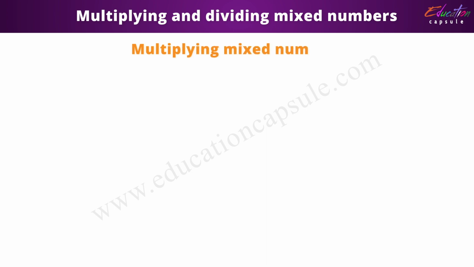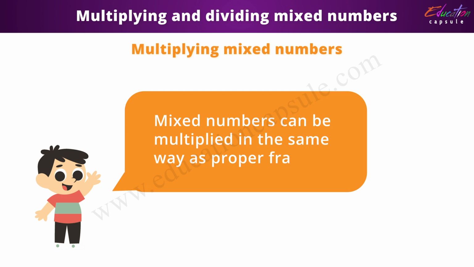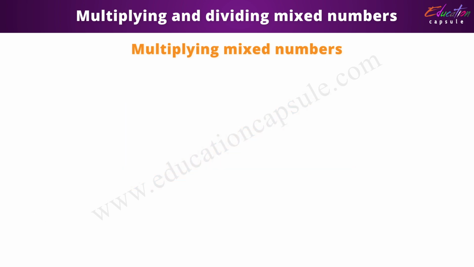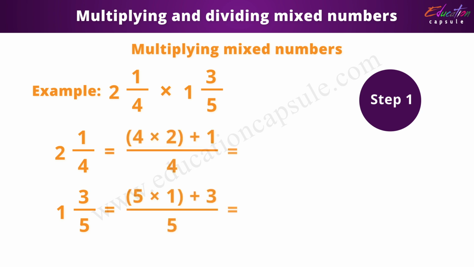Multiplying mixed numbers. Mixed numbers can be multiplied in the same way as proper fractions. Let's try an example. What is 2 1/4 times 1 3/5? First of all, change the mixed numbers into improper fractions using the above formula. So we'll get the numbers as 9/4 and 8/5.